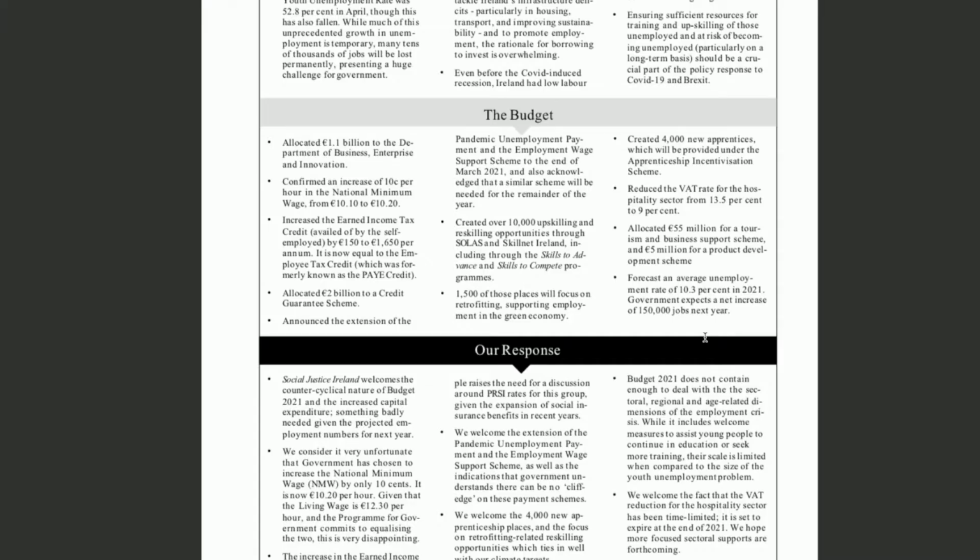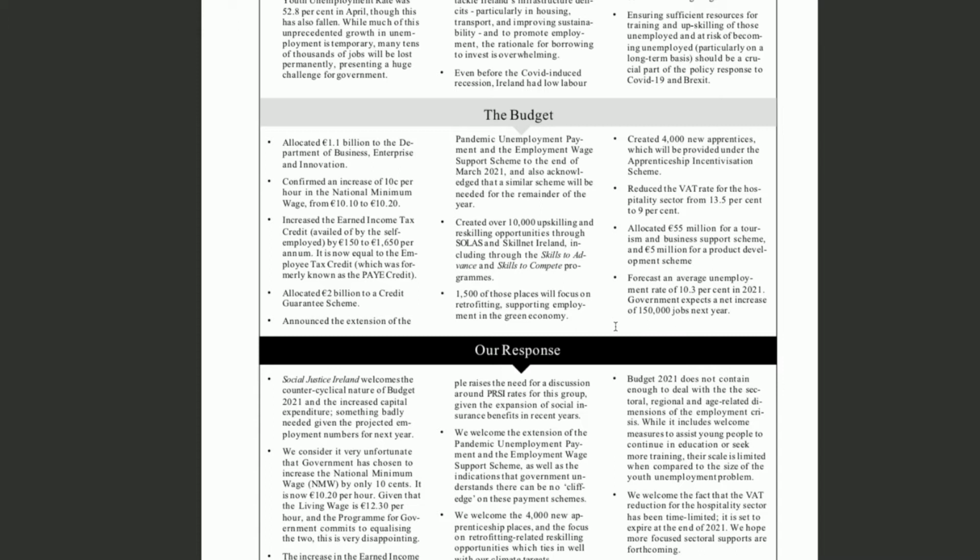Moving on then to page 15, and we look at work, unemployment and job creation. And first of all, we should welcome the fact that this is a counter-cyclical budget in that it has increased investment considerably, which is badly needed in terms of where the economy is currently at. It's very unfortunate, however, that the government chose to increase the national minimum wage by only 10 cents per hour to €10.20 per hour, given where the living wage is at €12.30 for the last 2 years.